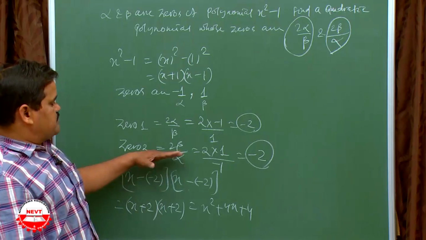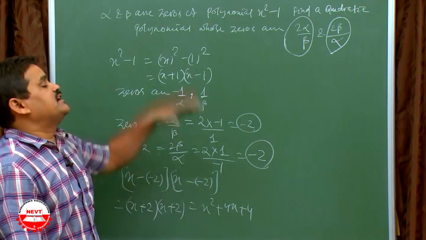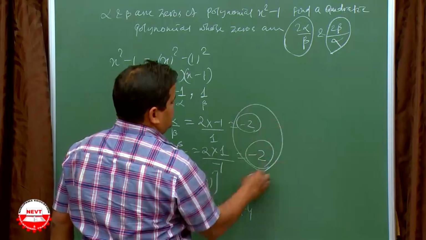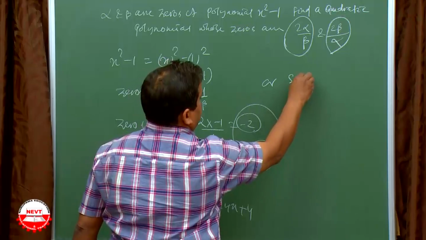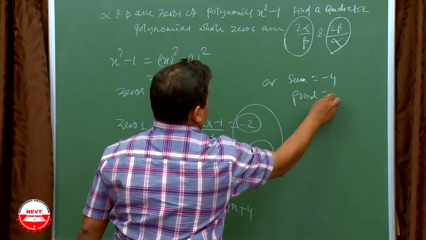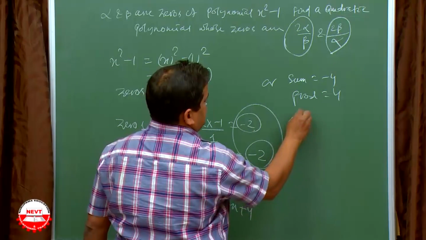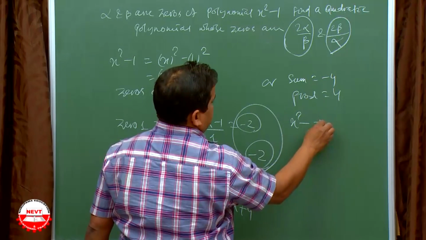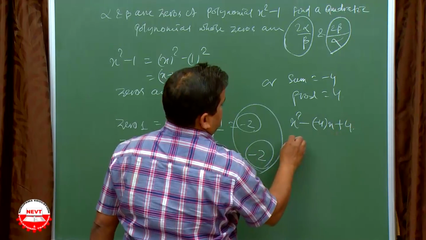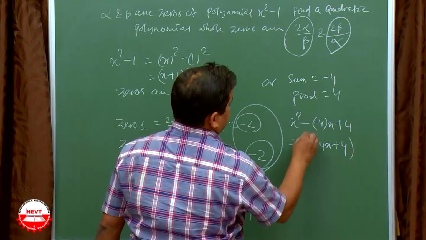That means you can find by using this formula, x minus alpha into x minus beta, or in the second way you can find it out. First find the sum, which is minus 2 minus 2 is minus 4. Product, how much? Minus 2 into minus 2 is equal to plus 4. So directly x square minus sum of zeros, means minus of minus 4 into x, plus product of zeros, means 4. That means x square plus 4x plus 4. Like this you will find it out.